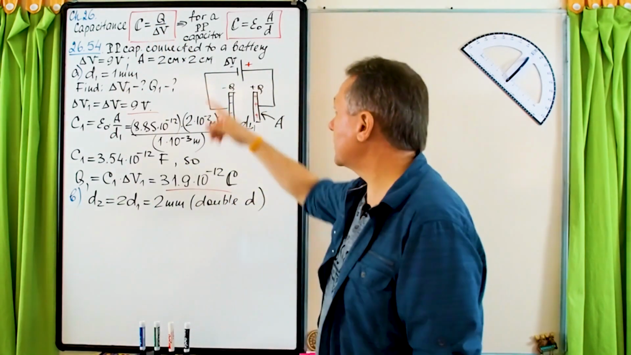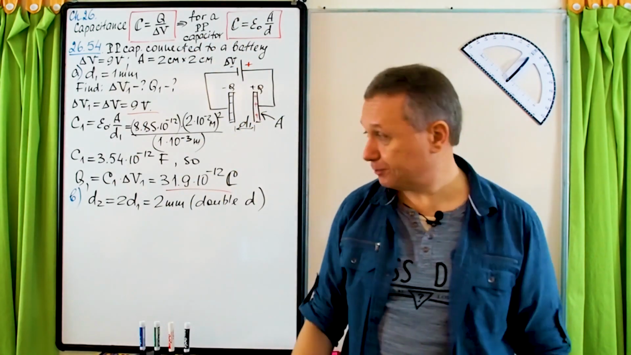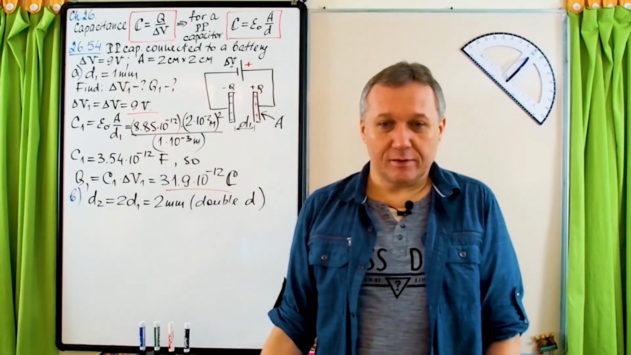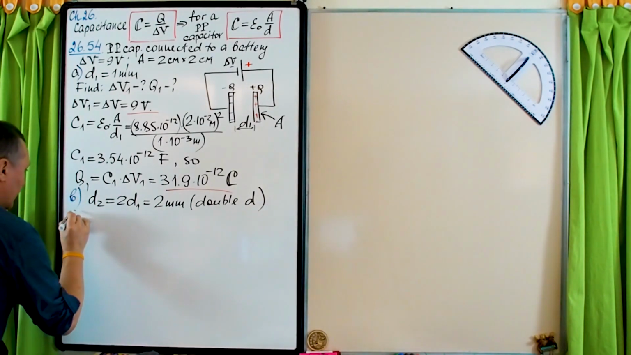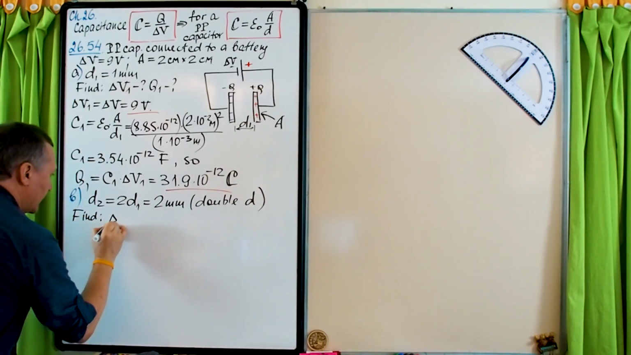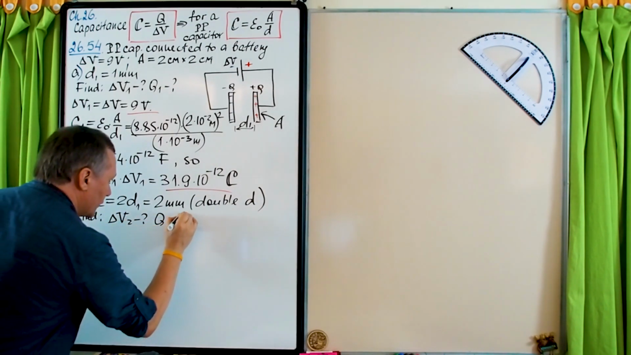And of course, remember that inside of C, we have plenty of geometry. So delta V. Will it be any different? Let me write what needs to be found: delta V2 and of course Q2.